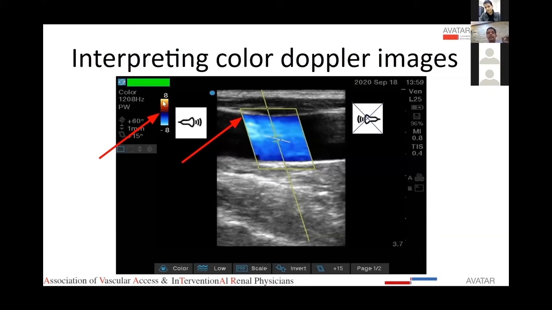So in fact, it is not blue or red. It is the top that is towards the probe, and it is the bottom that is away from the probe. So in this picture, it is the blue color. So blue is away from the probe. So the flow of blood is away from the probe. And then the last convention is that this dot always corresponds to the patient's head in the longitudinal plane.